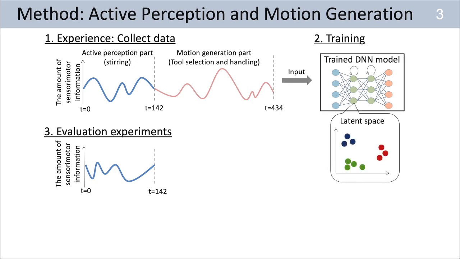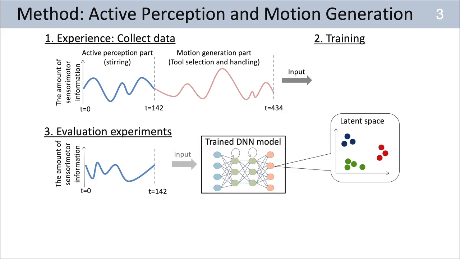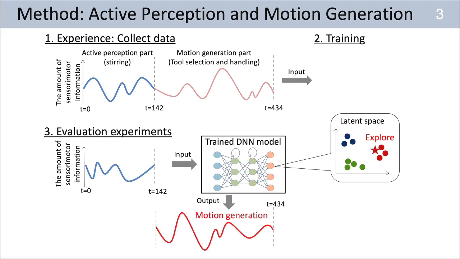Second, we train the DNN model and the model learns to express the characteristics of objects and tool-object and action relationship in the latent space. At last, in evaluation experiments, after the active perception part, the DNN model explores the value in the latent space. Then, using the explored value, the robot generates motions for serving by itself.